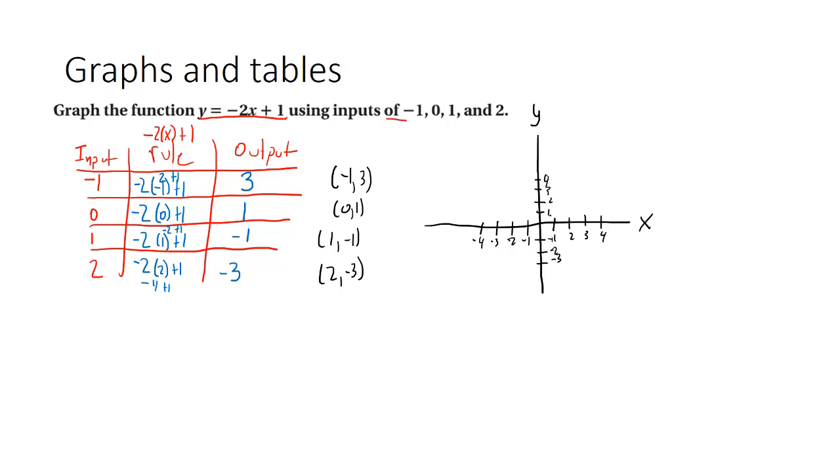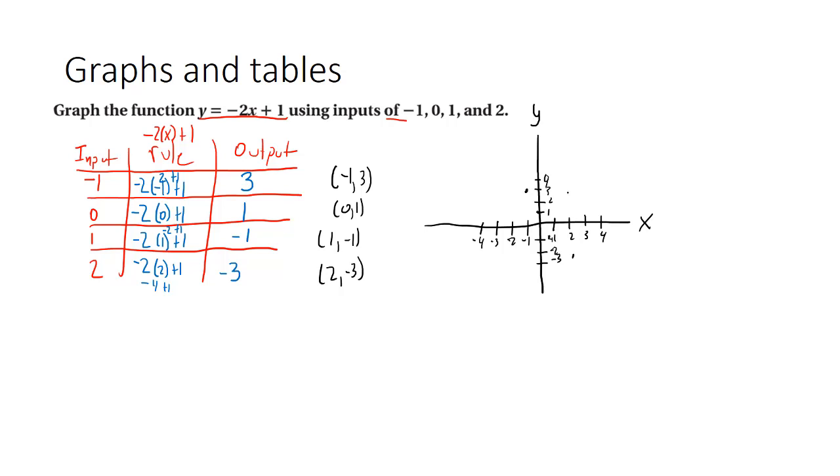So let's see if we can plot these points. Negative 1, 3 means go left 1 and up 3. So there's our first point. 0 over, 1 up, there's our next point. 1 over, negative 1 down, here's our next point right here. And then our last point, 2 over, negative 3 is right here.